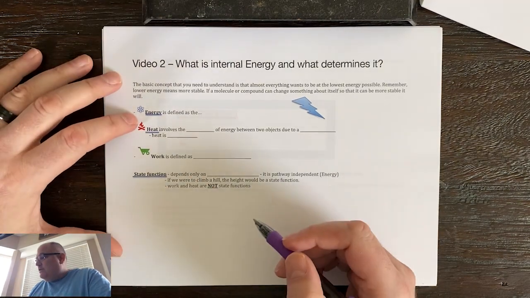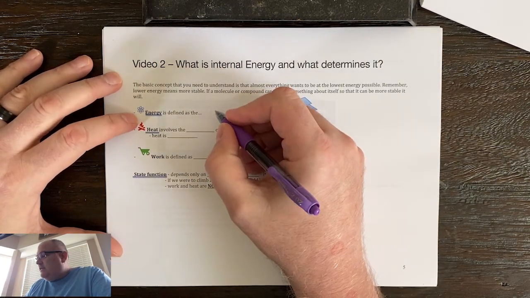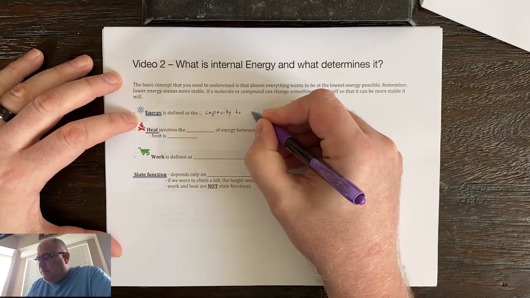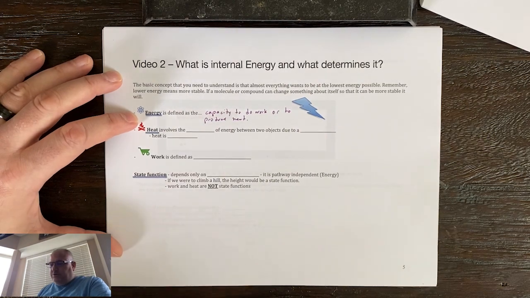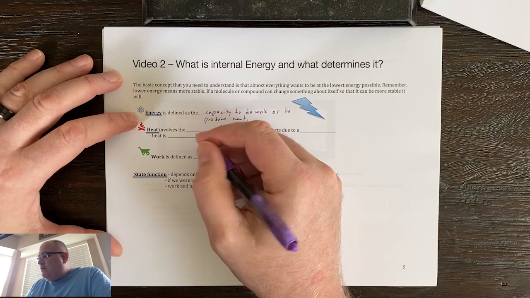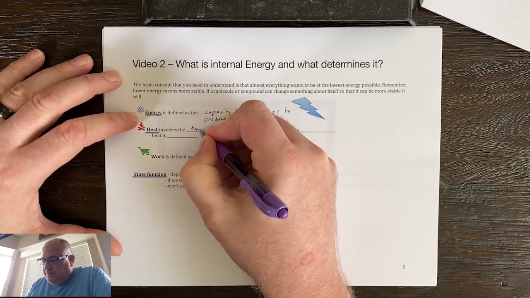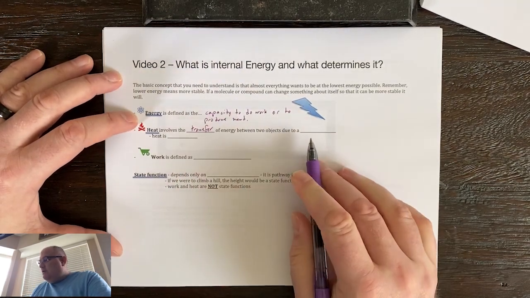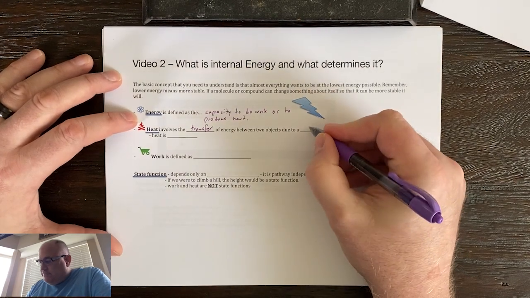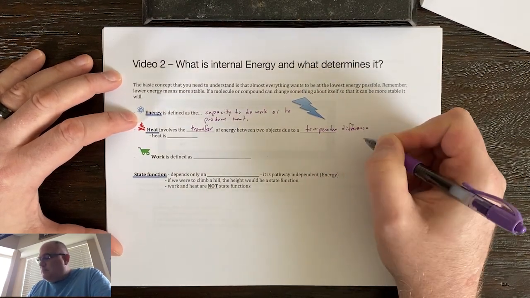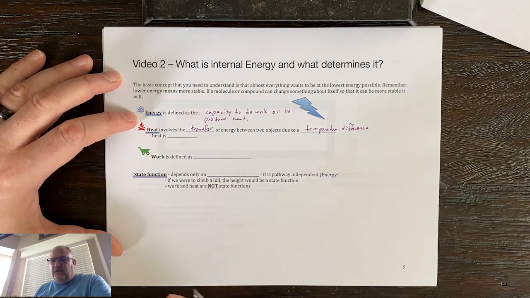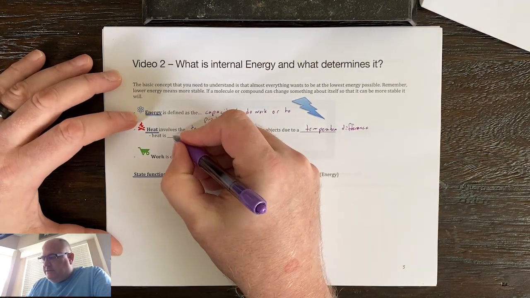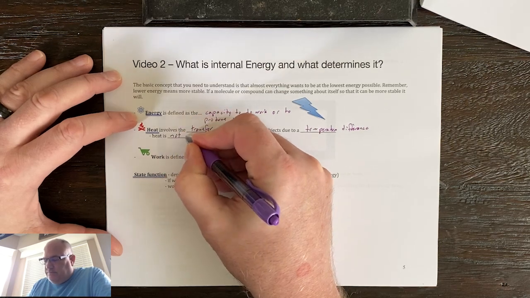First, let's start with energy, and energy is defined as the capacity to do work or to produce heat, which begs the question, what is heat? Well, heat involves the transfer of energy between two objects due to a temperature difference. It is important to understand that heat is not a substance. You cannot have heat. Heat is how energy is transferred. So we need to say it, heat is not.